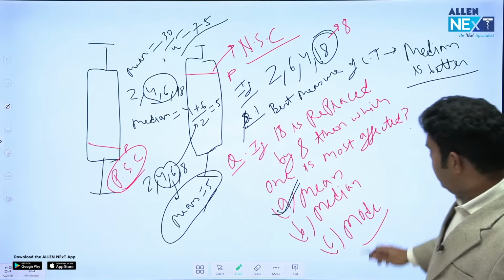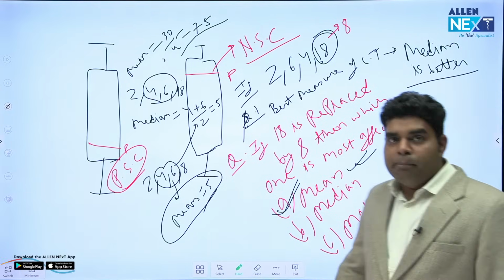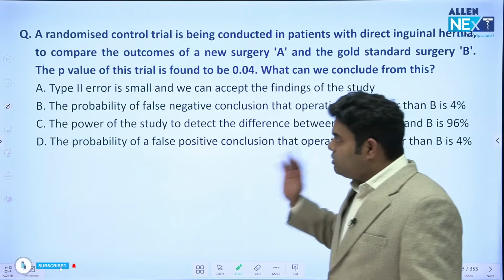So which one is most affected? Mean is most affected by changing the big number. Okay, very good. Next question.